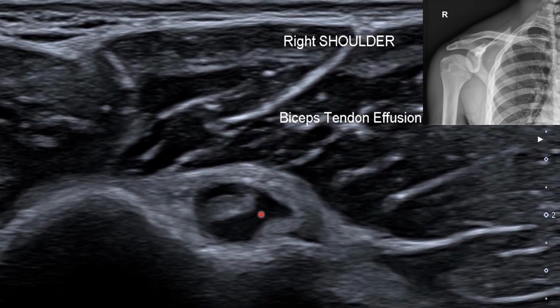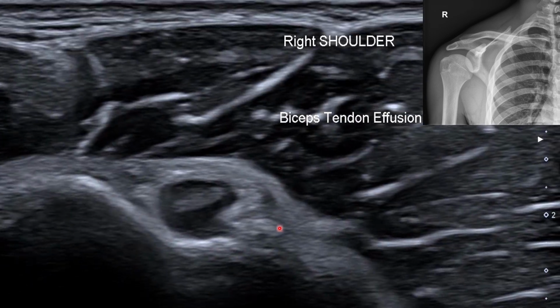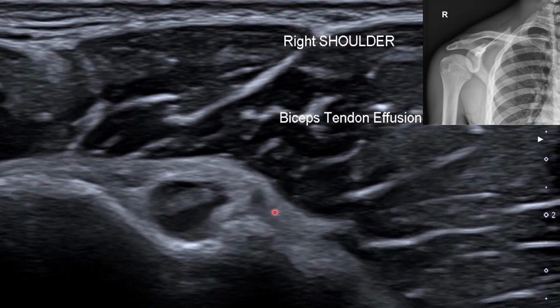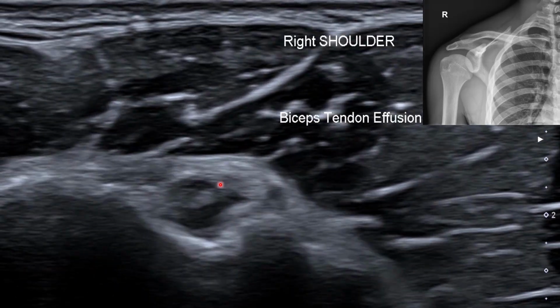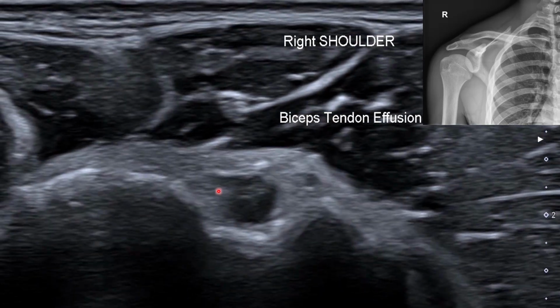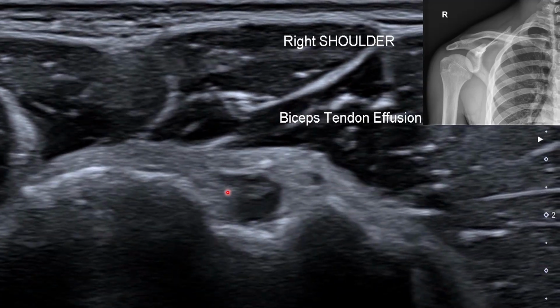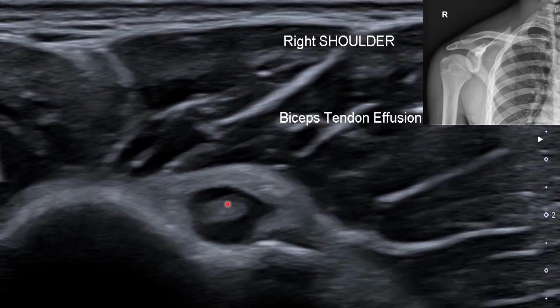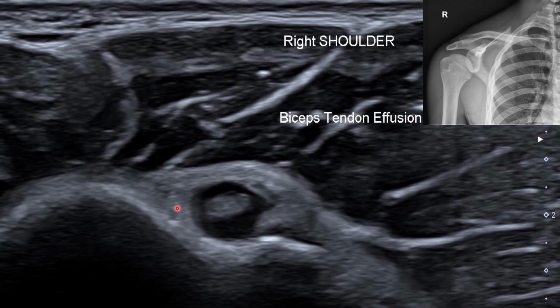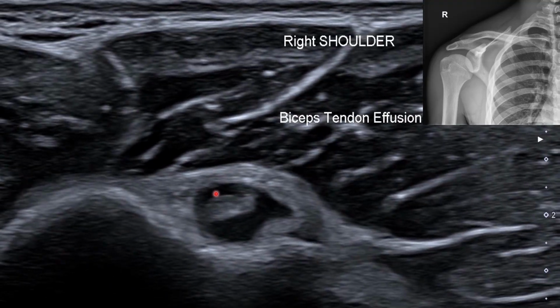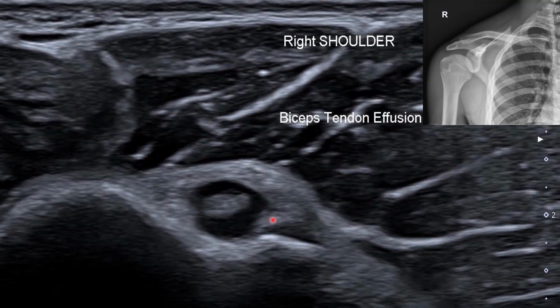When there is a tear of the tendon, you can also have bleeding. Then this can also be blood. But in this case, there is no history of trauma. So basically, what we have here is inflammation.